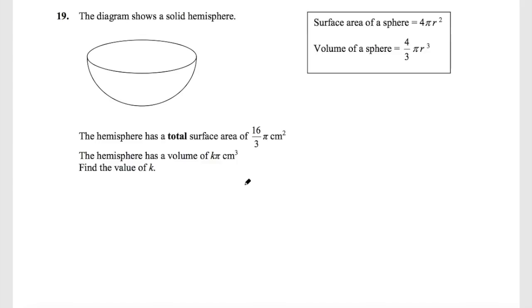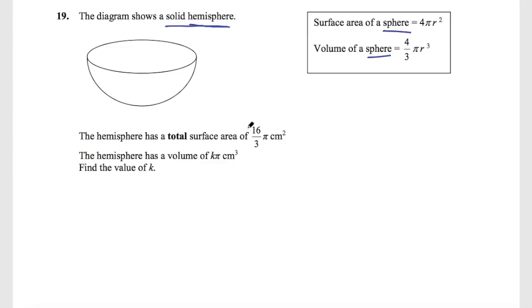Question 19 says the diagram shows a solid hemisphere. The hemisphere has a total surface area of 16 over 3 pi centimeters squared. The hemisphere has a volume of k pi centimeters cubed. Find the value of k. And they give us the formula for the surface area of a sphere and the volume of a sphere. But we're talking about a solid hemisphere.